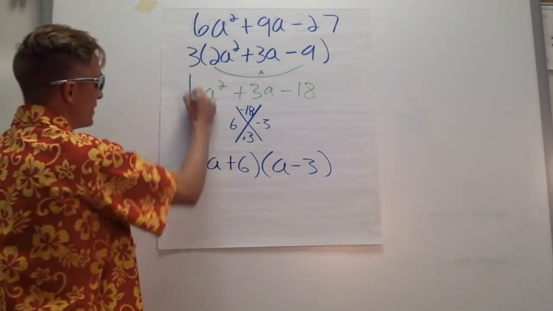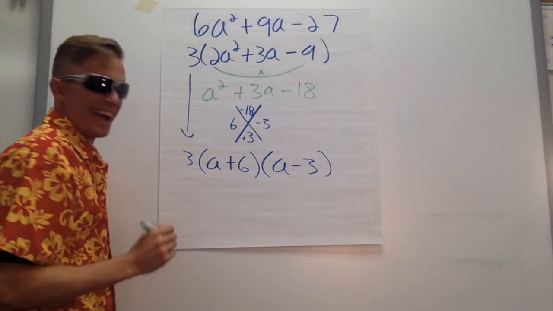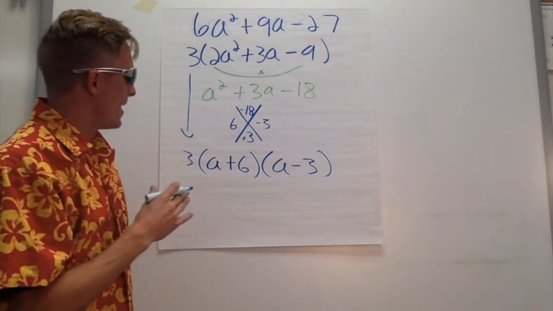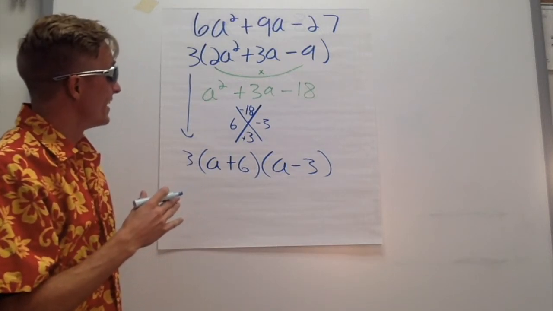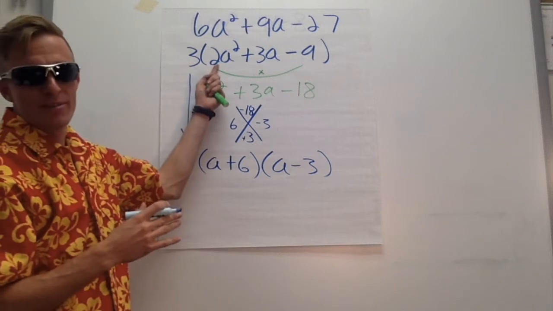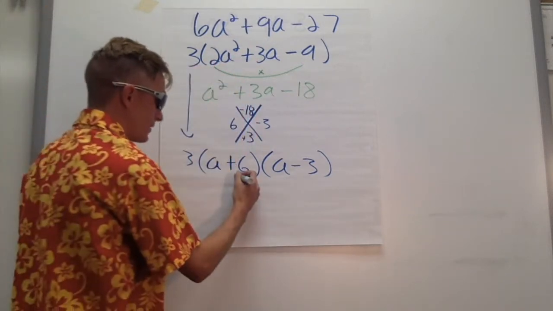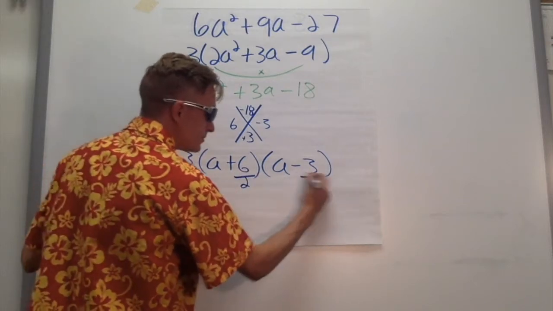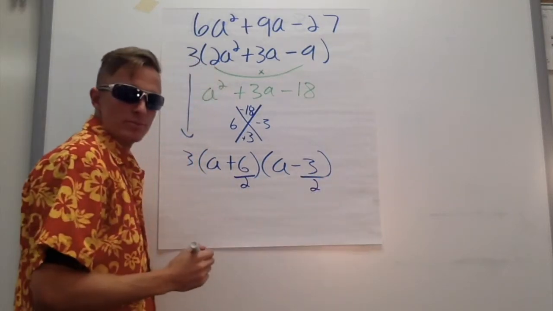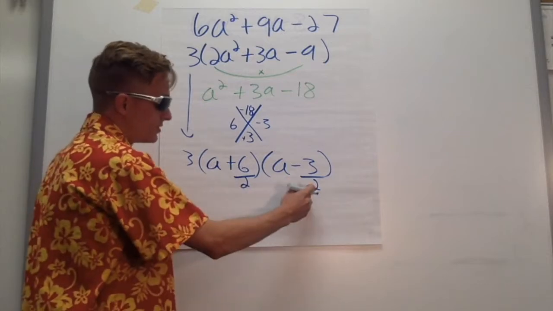Okay, bring down the 3. And what number did we drop from here to here? Well, we dropped a 2. So we got to bring that 2 back. So 2 and 2. So we divide everything by 2.